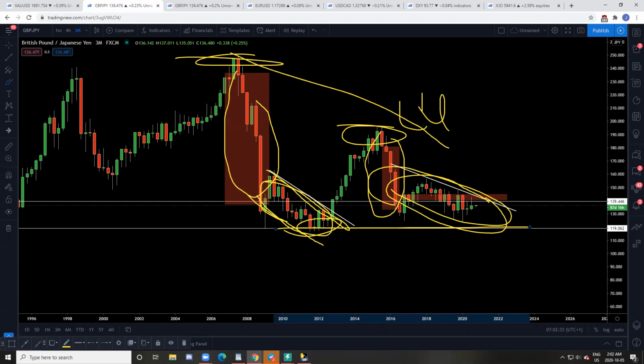So we just have to keep that in mind because that will impact the Bank of England's approach on how much stimulus they will put into the GBP, specifically the UK economy. So we just want to keep those factors in mind.